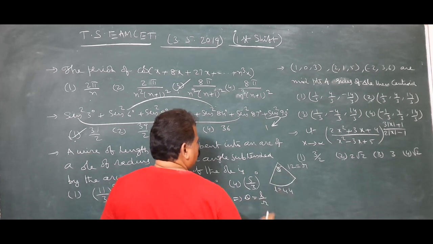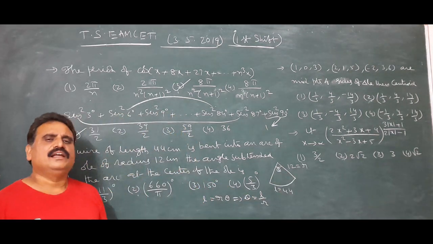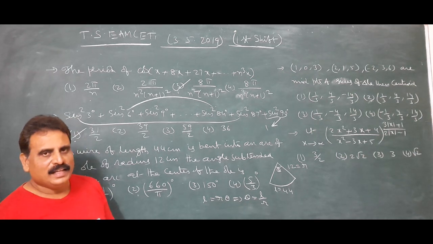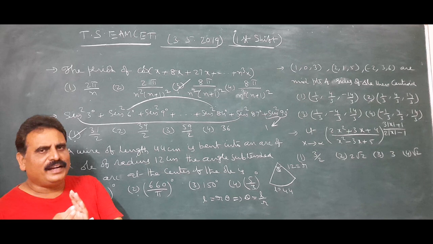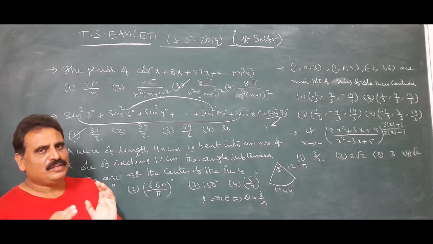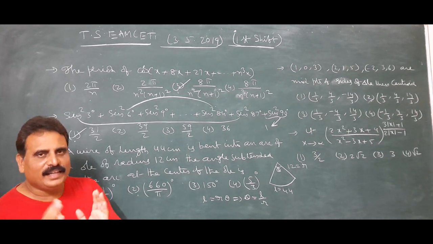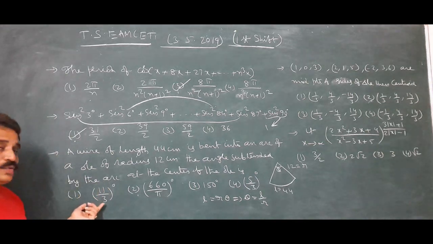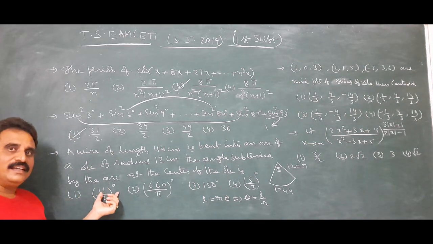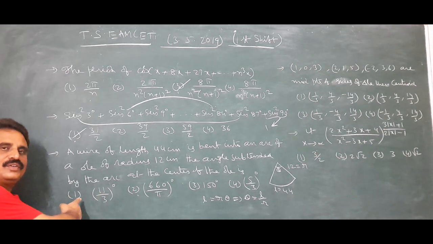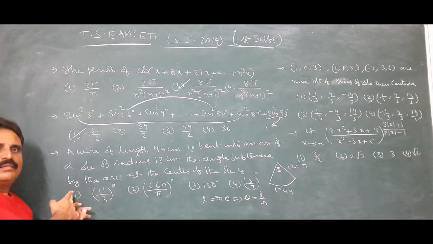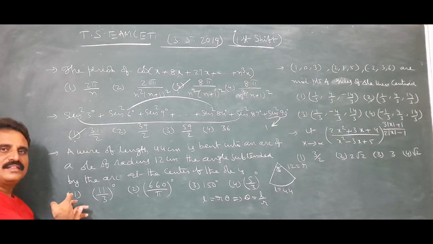44 by 12, 4 cancel, 11 by 3. But here, theta is 11 by 3 radian. Keep in your mind, that is radian, not degree. But 11 by 3 is also there as a degree option. But we get the number 11 by 3 radian. Don't answer this one. It is a wrong answer.